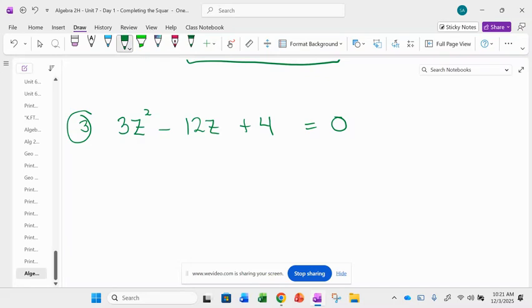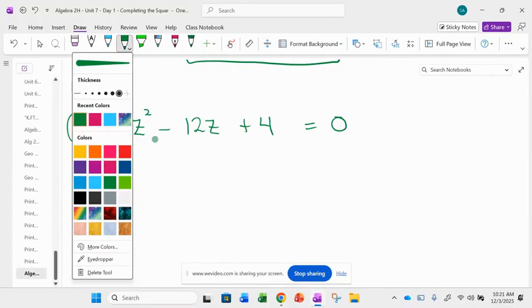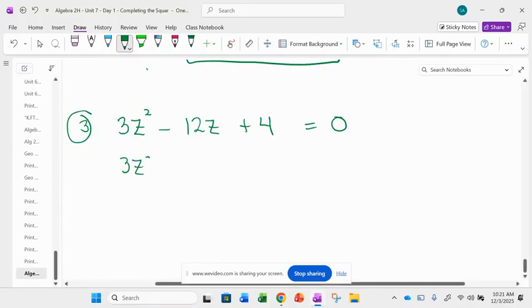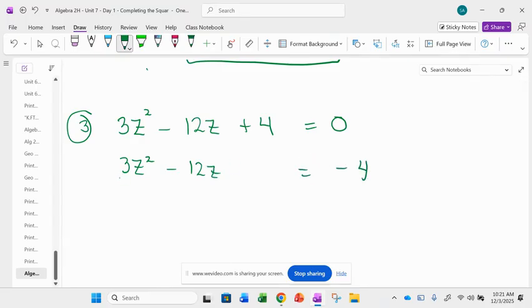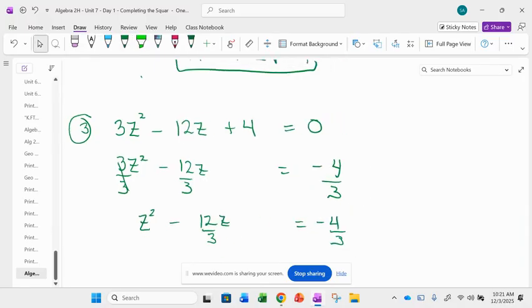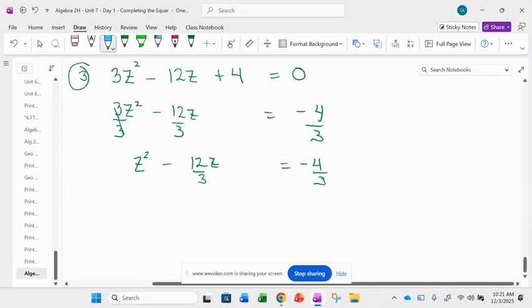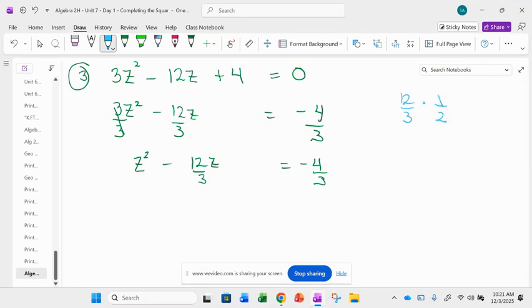All right, so what did we start off by doing? Maddie? Charlie? Moving the 4 to the other side. So we have 3z squared minus 12z equals -4. Do we all agree our next step would be divide by 3 under everything? So now we have z squared minus 12 over 3z equals -4/3. All right, not as easy. We take the 12/3 and I have to take half of that. So that's multiplying by a half. So that becomes 12 over 6.